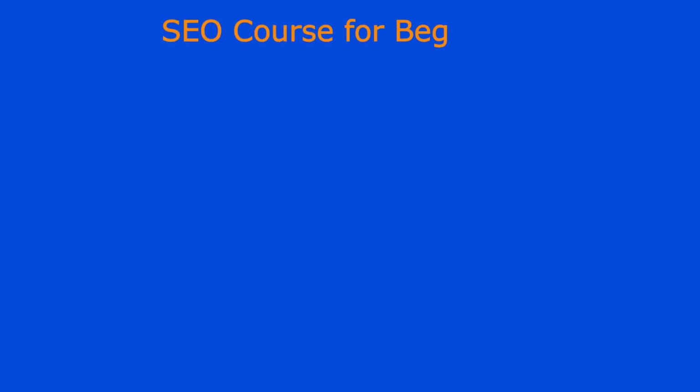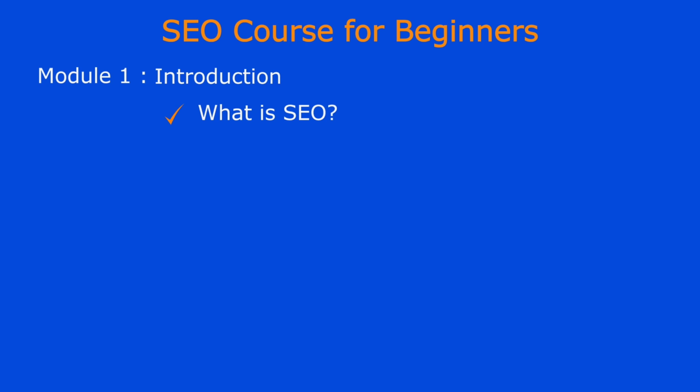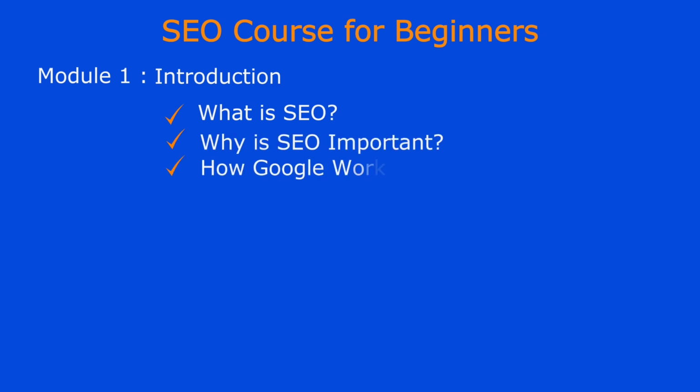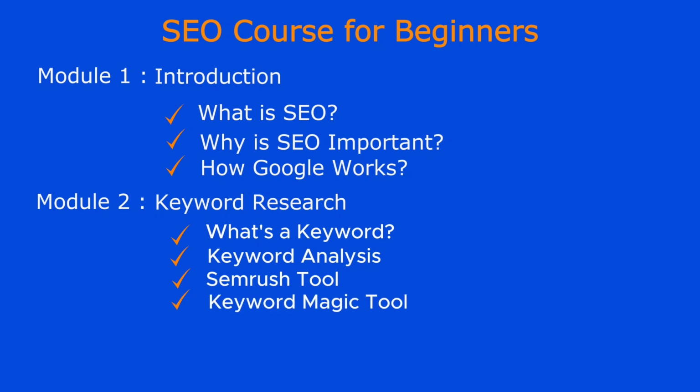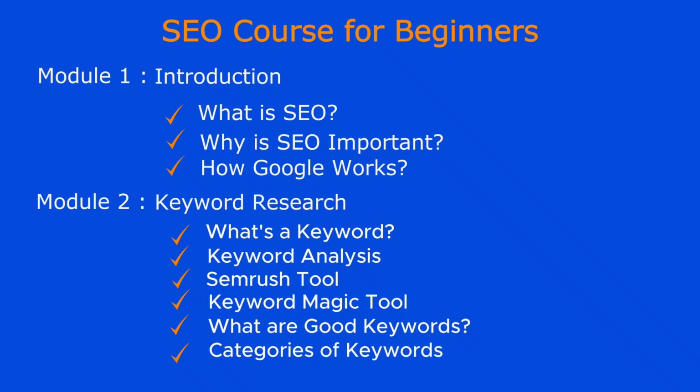So let's jump right into SEO. In this SEO course, we're going to talk about what is SEO, why is SEO important, and how Google works in the first module of the video. In module 2, we're going to talk about keyword research and discuss topics like what's a keyword, keyword analysis, tools like Semrush, and inside Semrush, we're going to talk about keyword magic tool. And also we're going to discuss what are good keywords and categories of keywords.